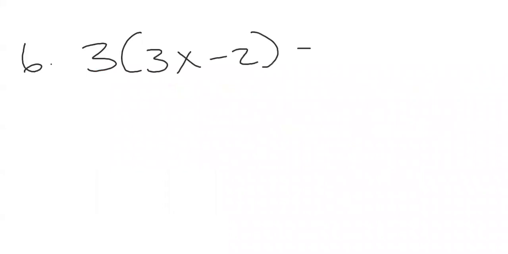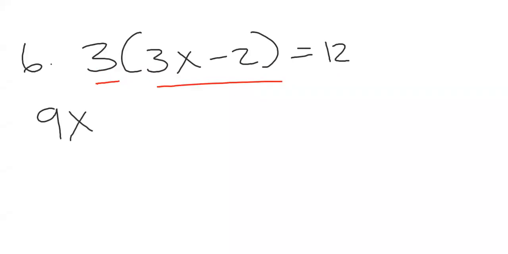I will now do example number 6. 3(x minus 2) is equal to 12. We do the same thing that we have done before. We remove the brackets. 3 outside the brackets multiplies everything inside the brackets. So we have 3 times 3x, that gives us 9x, and 3 times negative 2 gives us negative 6. Everything is equal to 12.